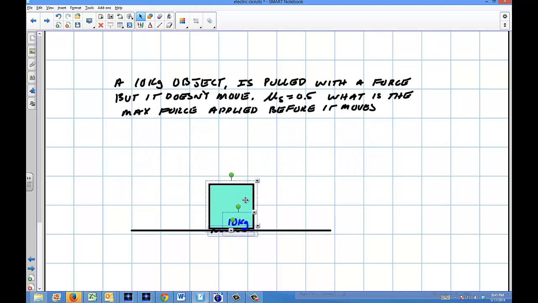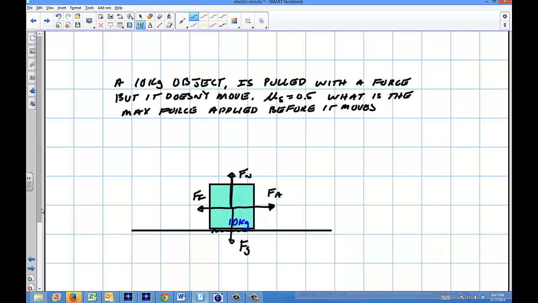So here's my object. So let's say that I have a force going this way, okay? I have a force applied, and I want to know what that is, okay? Object isn't moving, but what's the max force applied that I can put on this object right before it moves? So I know that there's going to be a frictional force equal and opposite to it going this way. I know that it's going to have some mg going down, or some force of gravity, let's just call it that, and then I'm going to have some normal force going up like this to match gravity, okay? So there's my free body diagram, 10 kilograms, right?